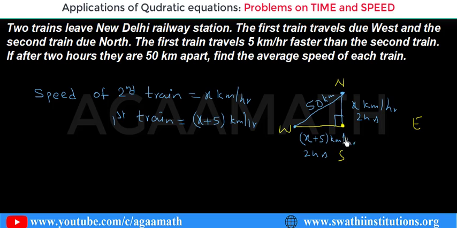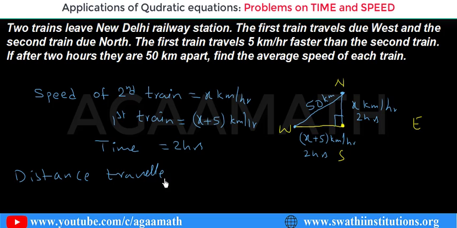Here we have the speed x plus 5 and the time 2 hours, so that is the first train. Overall the time taken by the two trains is 2 hours. Now let us see the distance traveled by the first train. Distance is equal to time times speed. So time is 2 hours and the speed is x plus 5.